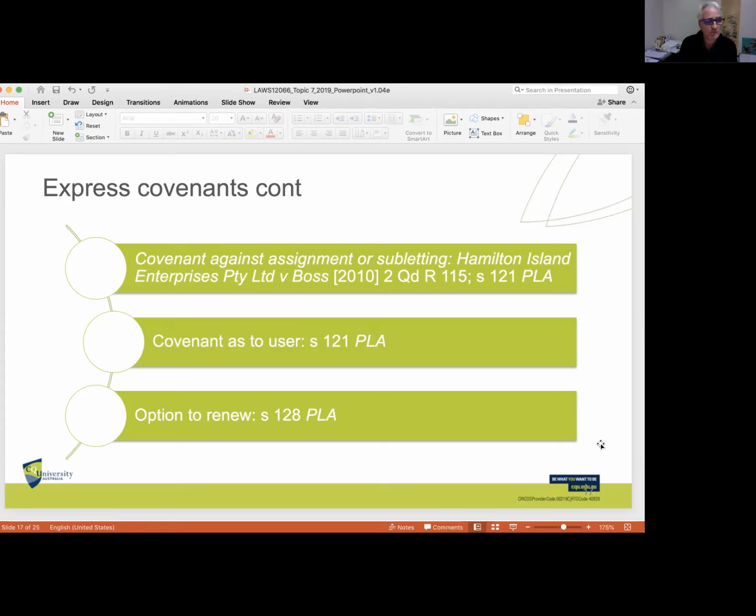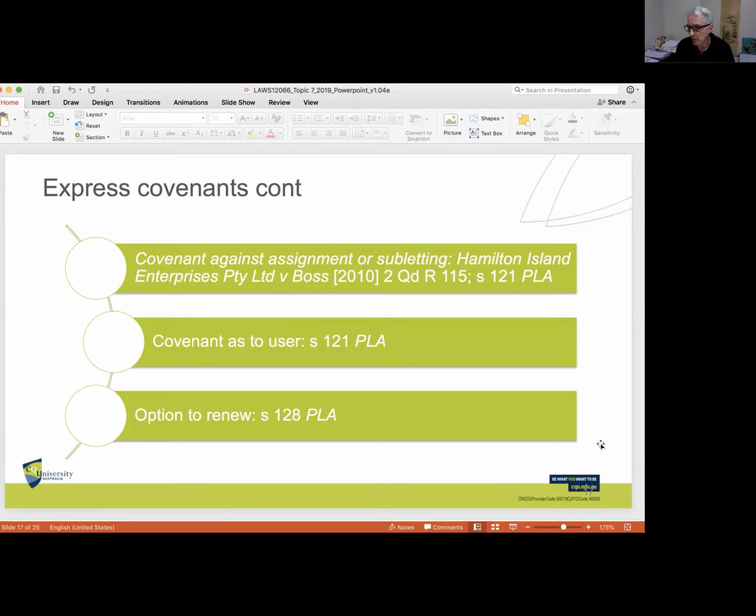Again, we've got covenants that can be reduced as covenants into the lease itself, but these other matters of covenant as to user and option to renew are also dealt with under the Property Law Act.